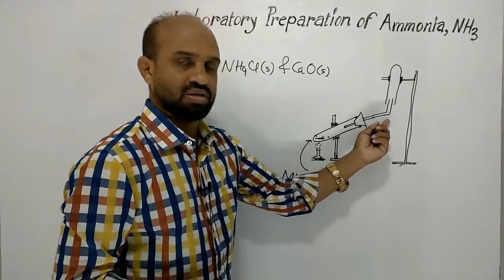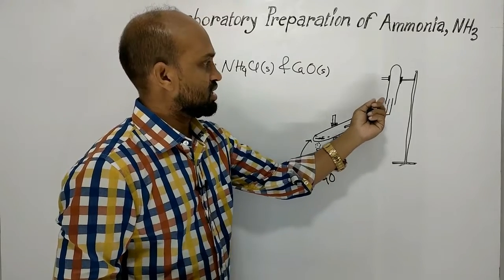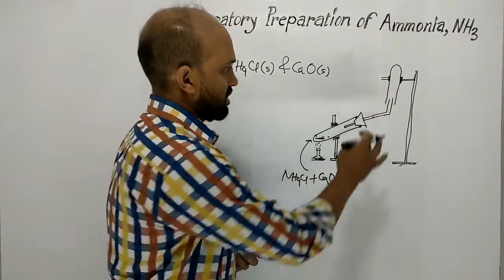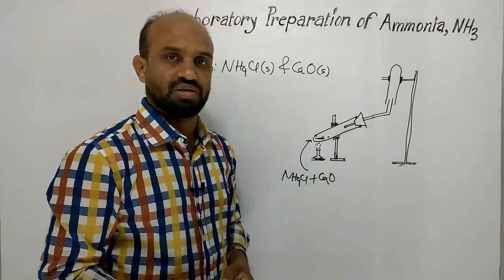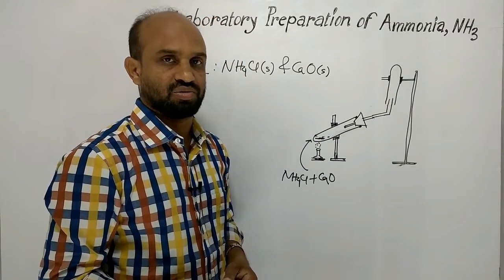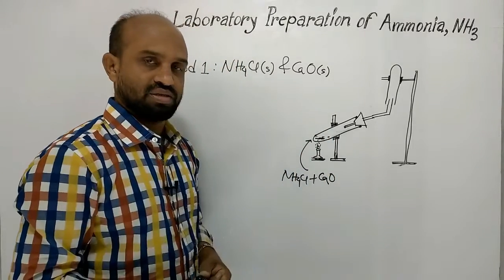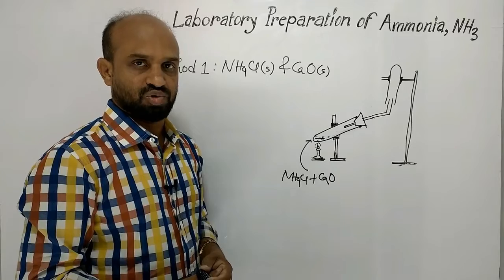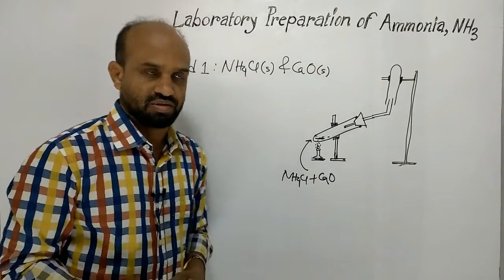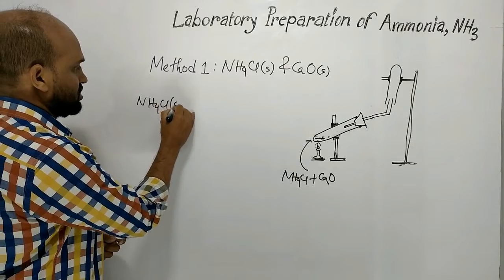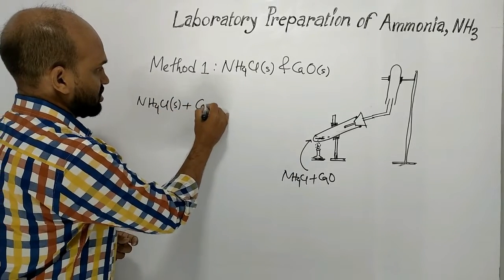Here, this is a delivery tube. At the top end of the delivery tube, another test tube is set inverted upside down. When this mixture is heated, then ammonia gas is produced. Let's see the reaction. Ammonium chloride plus calcium oxide.